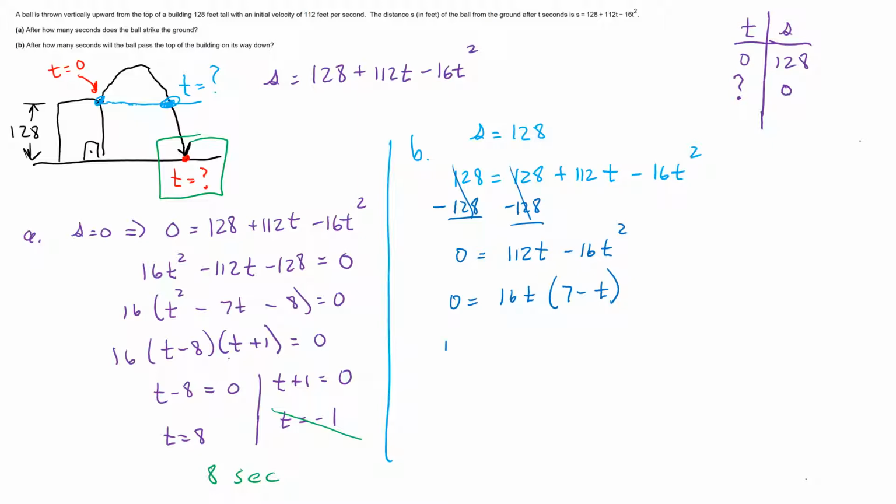And so we have 16t equals 0, and we have 7 minus t equals 0. Dividing both sides by 16 gives me t equals 0. And over here, if we move the negative t to the other side, I get 7. And t equals 0 is, of course, when S equals 128, but that's the start of the ball's journey. So after 7 seconds, that's when the ball will pass the top of the building on its way back down. And after another second, at 8 seconds, the ball will hit the ground.